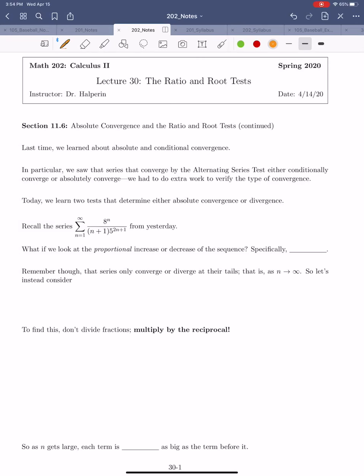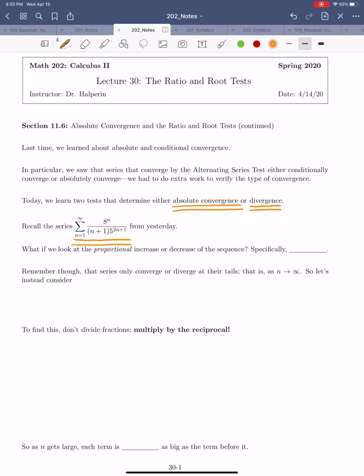We're going to see that both the ratio and the root tests are going to test for absolute convergence or divergence. And they're very useful, particularly the ratio test is very useful for tackling series that look complicated, such as this guy from yesterday.